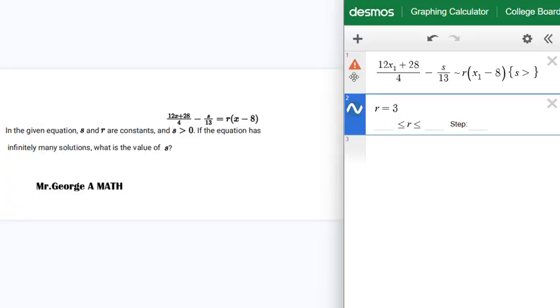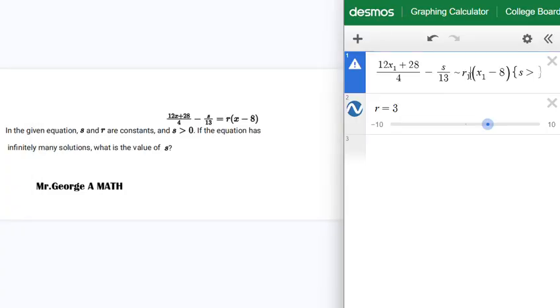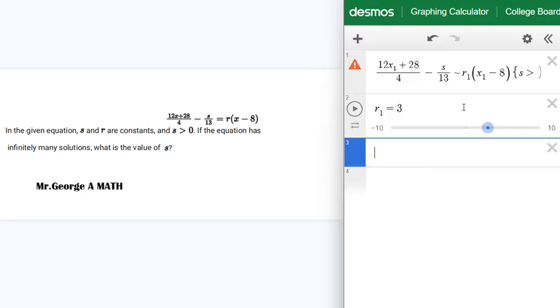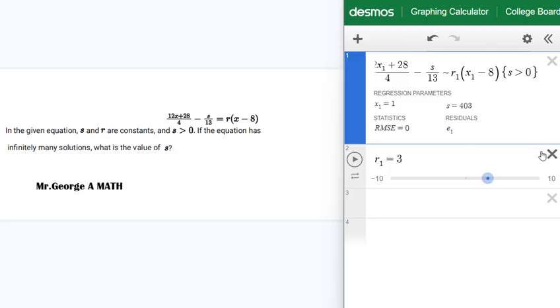So here is how we solve this problem. We change this r into r1, and we go down here and put r1 as well. Now you hit enter, and as I said, it's going to give you the value of s, which is 403, and this is your answer.